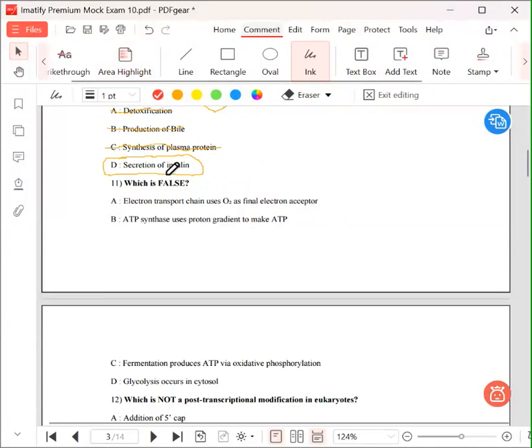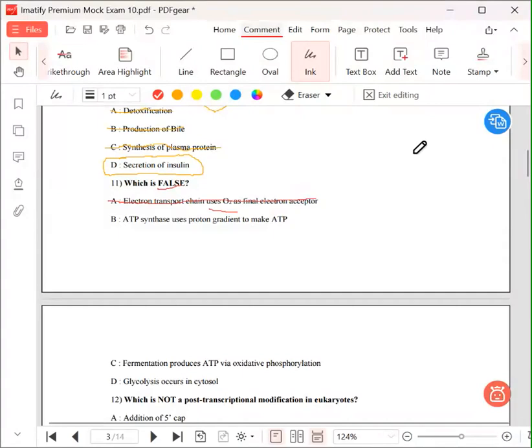The next question. It states which is false. So we have to remove or eliminate all the options that are true, all the statements that are true in their nature, and choose the one that is false. It says electron transport chain uses oxygen as final electron acceptor. This is a correct statement.